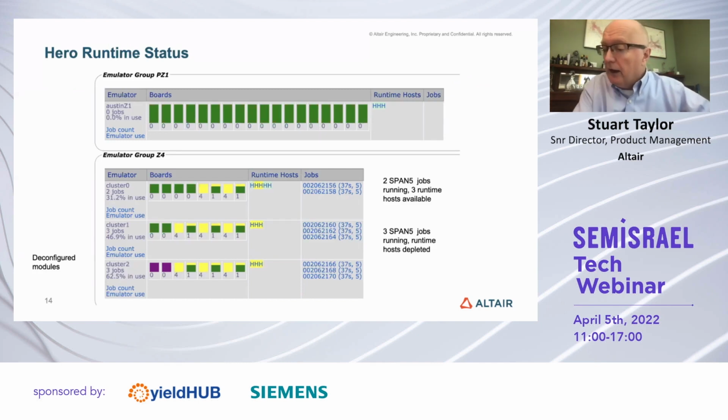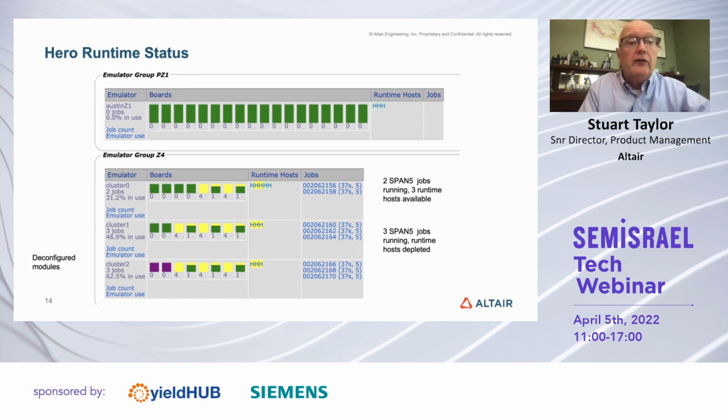Monitoring: you can only optimize what you can monitor and measure. So let's take a look at some of those real-time measurements. Here we've got the Hero runtime status. The top panel shows the Palladium Z1. All of those 38 slots are empty, they're green, and that's telling you that there are no jobs running on it.